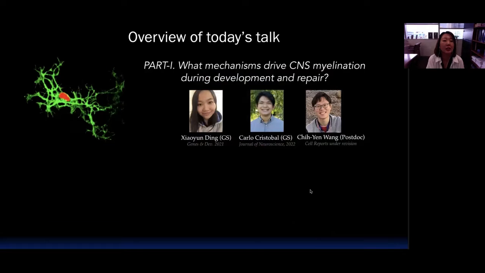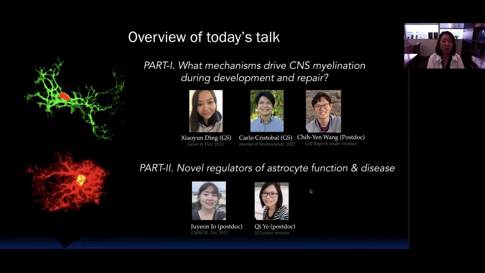My lab is particularly working on those two types of glial cells in both development as well as disease. I was very ambitious to prepare two parts, but with the time limit, I will mainly focus on one part, though I hope to share some of the second part of the research as well. In the first part, we will talk about how oligodendrocytes develop, what happens after injury, and what signaling pathways are important. In the second part, I will share what genes are important for astrocyte development and associated disorders.